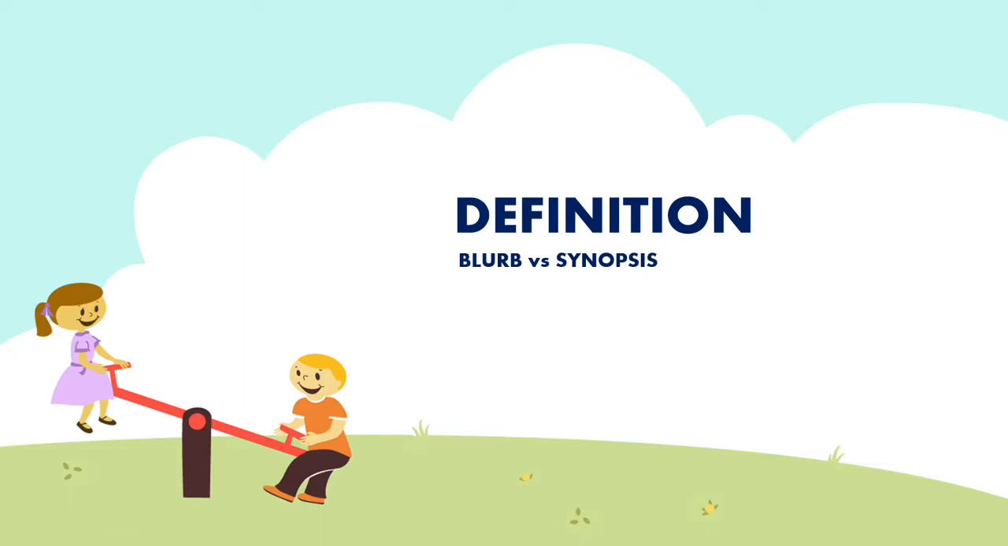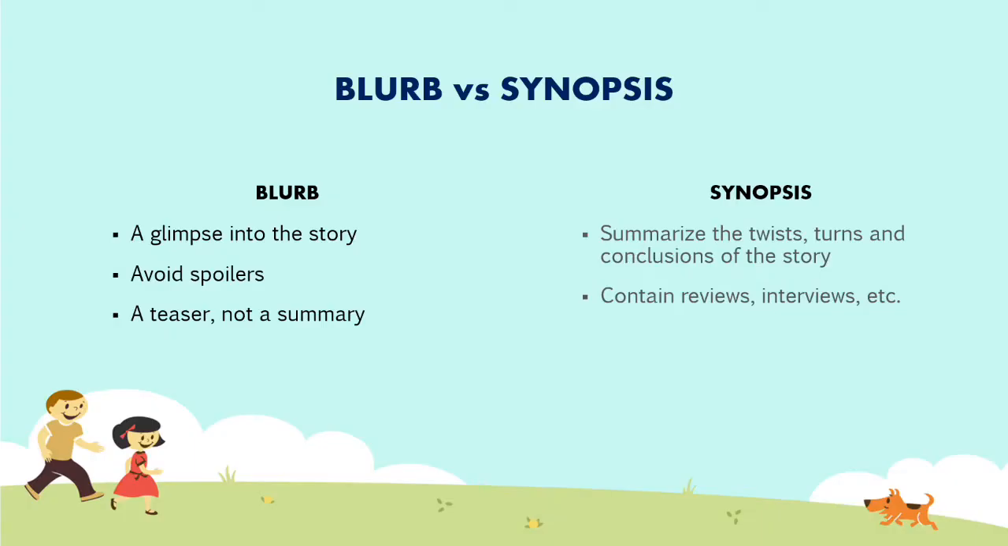Now, definition. Blurb versus synopsis. Have you ever heard the word blurb or synopsis? Now, there is a slight difference between blurb and synopsis. The first one, blurb, means a glimpse into the story. A glimpse means like a peek. Kita jenguk sikit je. It avoids spoilers.